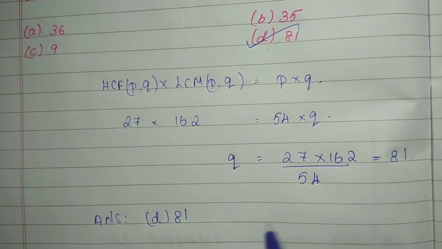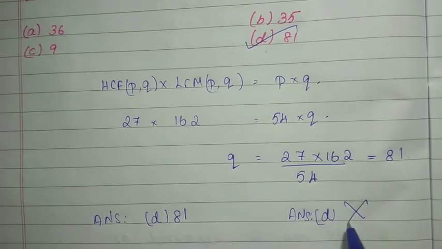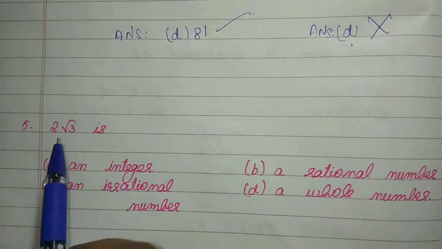Remember, you should not write only D. If you write answer as D, it is wrong. This is right. Question 5.